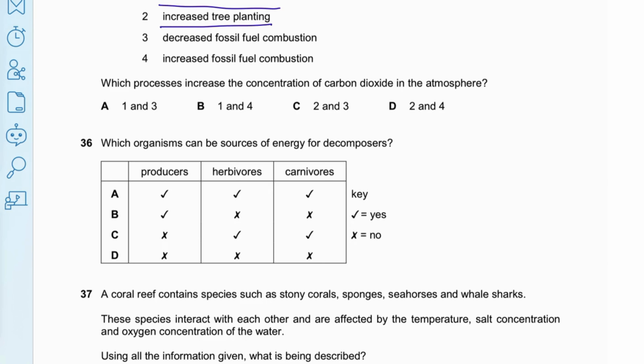tree planting. This will decrease carbon dioxide. This will increase carbon dioxide. Decreased fossil fuel combustion. This will decrease carbon dioxide. Increased fossil fuel combustion. This will increase carbon dioxide. Which processes will increase? Process 1 and 4. So my answer is B.